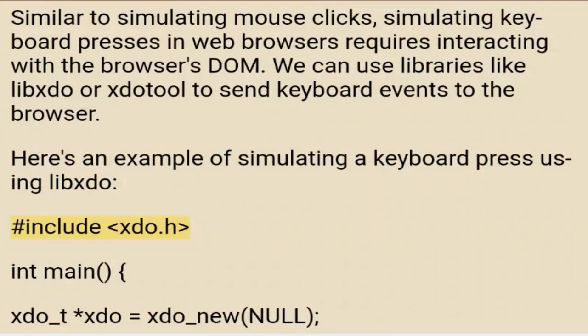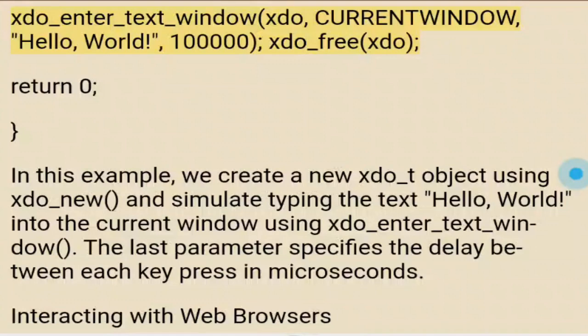#include <xdo.h> int main() { xdo_t *xdo = xdo_new(NULL); xdo_enter_text_window(xdo, CURRENTWINDOW, "hello, world", 100000); xdo_free(xdo); return 0; } In this example, we create a new xdo_t object using xdo_new, and simulate typing the text "hello, world" into the current window using xdo_enter_text_window. The last parameter specifies the delay between each key press in microseconds.